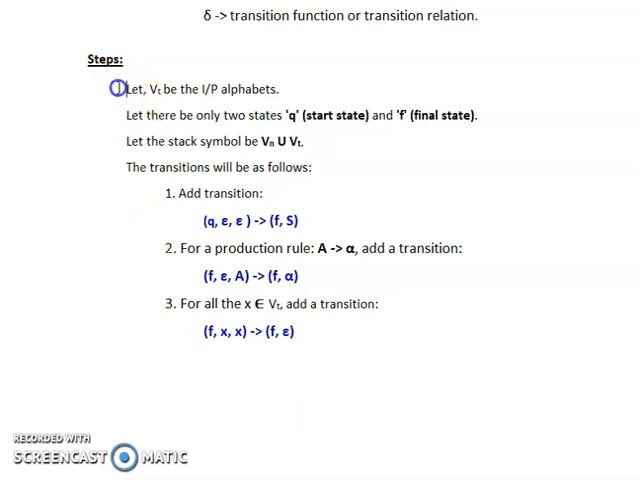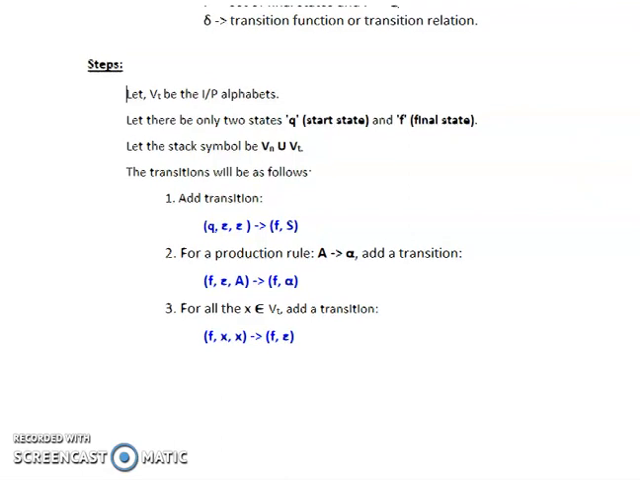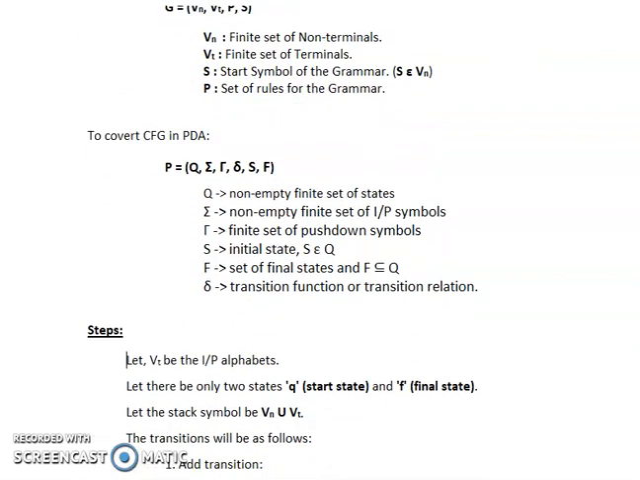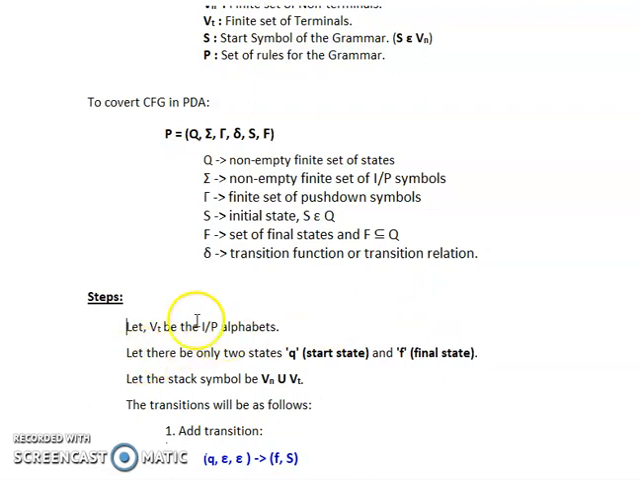The first step says that let VT be the input alphabets. VT is the set of terminals which is given in your grammar. You are going to consider the set of terminals as the input symbols. So any symbol which is present in your VT will be considered as an input alphabet.